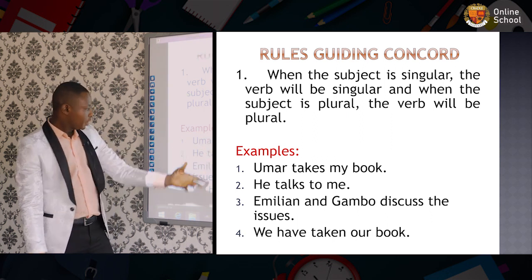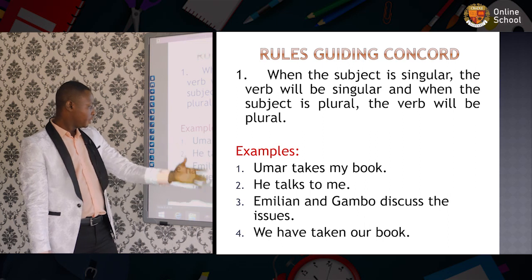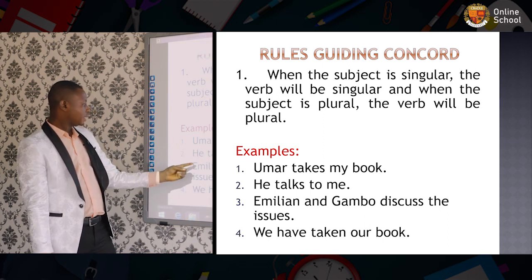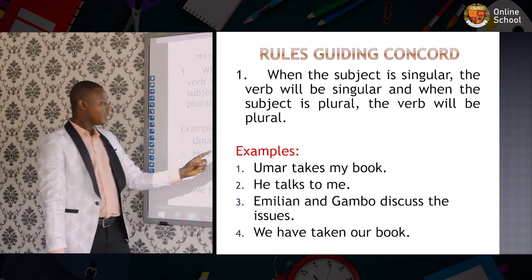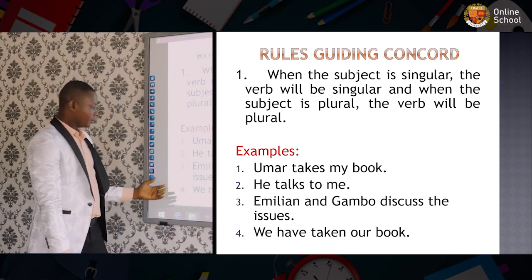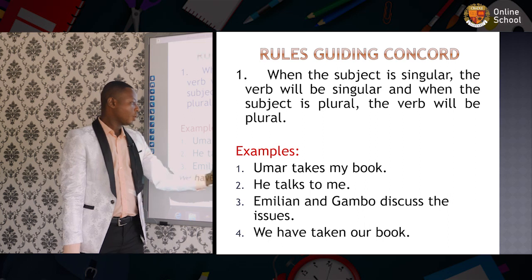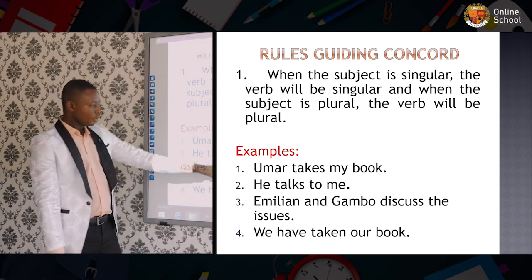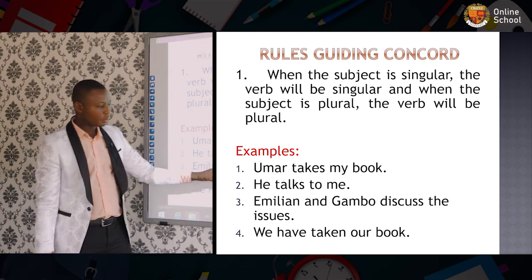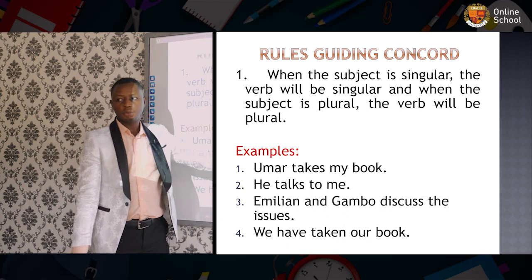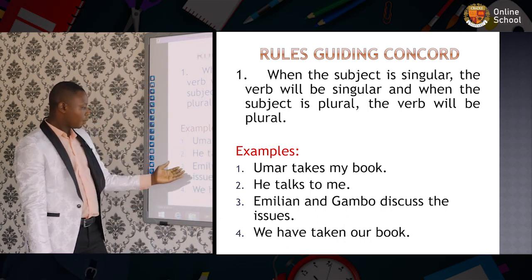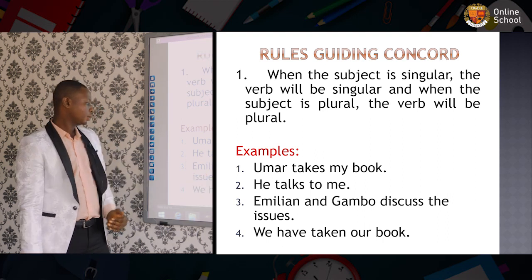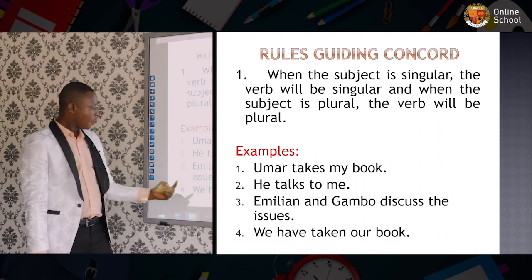He talks to me. This is a singular subject that must take a singular verb. Emilian and Gambo discuss the issues. Now, the plural subject must take the plural verb. Am I communicating? Good. There are other examples. We have taken our book.